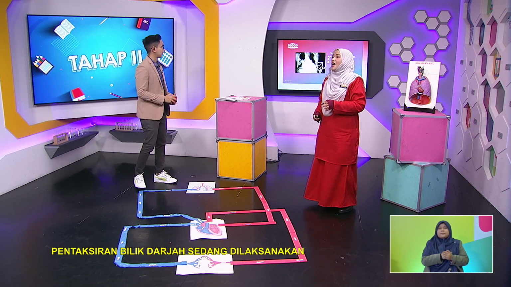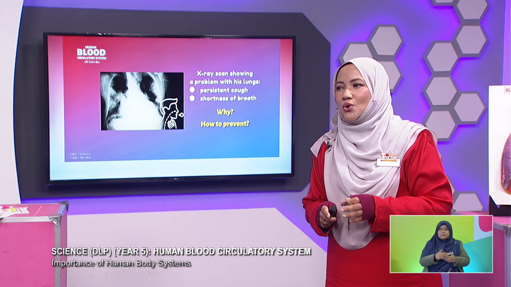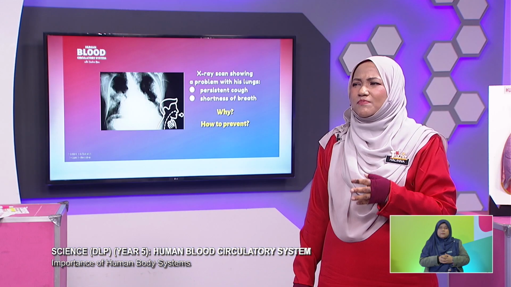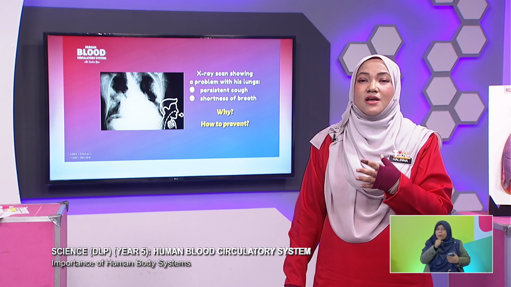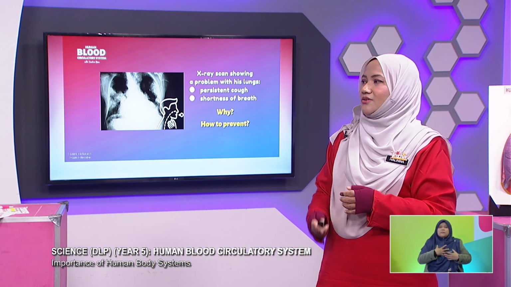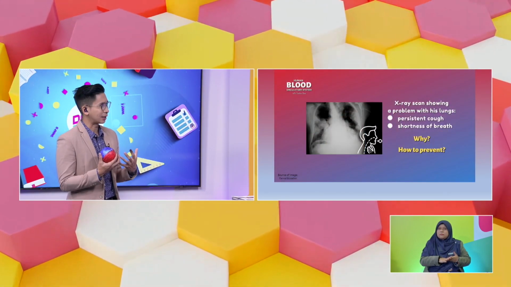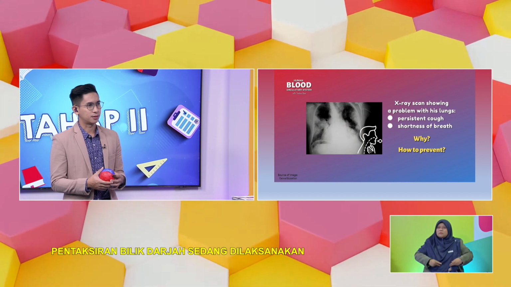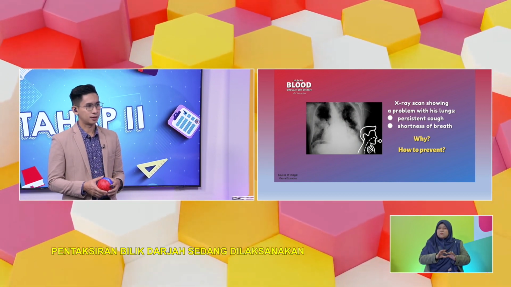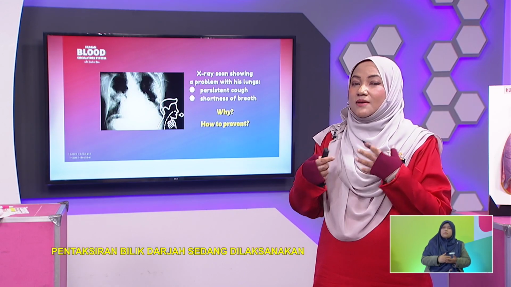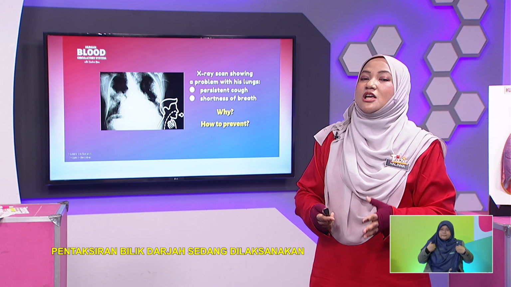Okay, next one. This X-ray scan shows a problem with this person's lung because he has been experiencing a persistent cough and shortness of breath. Oh no. Why do you think people have that non-stop, Chris? Is something wrong with the lungs? The alveoli? Yes, but it has more to do with our lifestyle. If we keep a good and healthy lifestyle, we might prevent this.